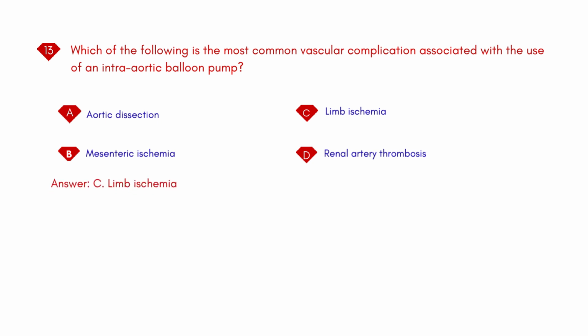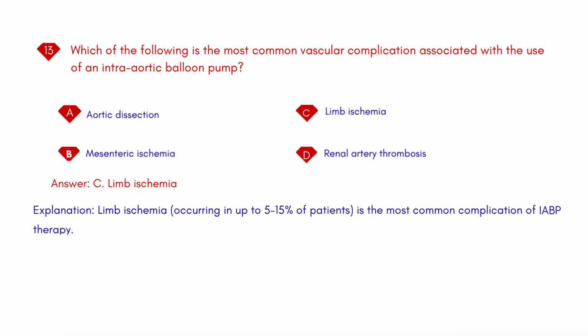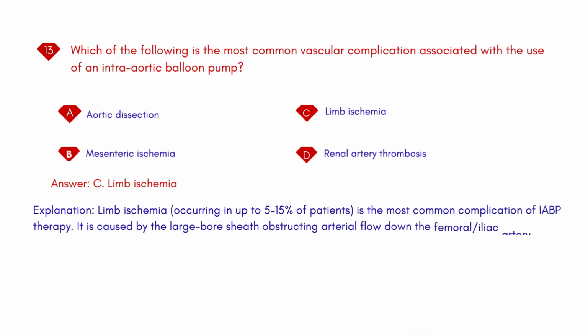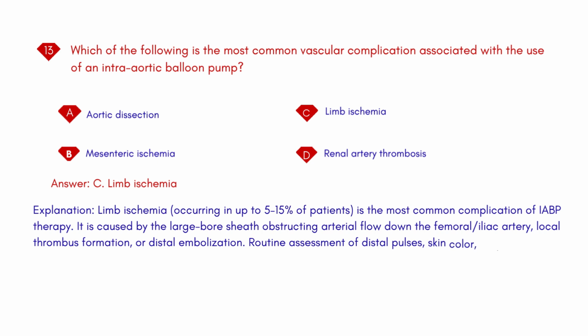Answer: C. Limb ischemia. Explanation: limb ischemia, occurring in up to 5 to 15% of patients, is the most common complication of IABP therapy. It is caused by the large bore sheath obstructing arterial flow down the femoral/iliac artery, local thrombus formation, or distal embolization. Routine assessment of distal pulses, skin color, and temperature in the lower extremities is mandatory.